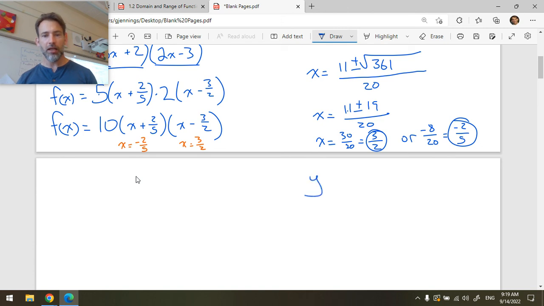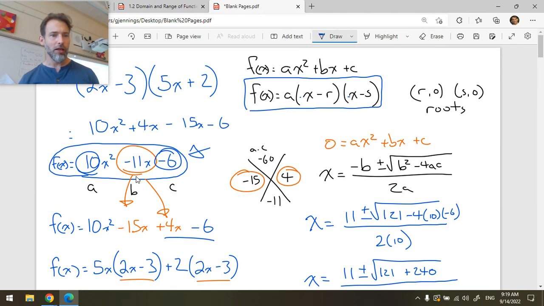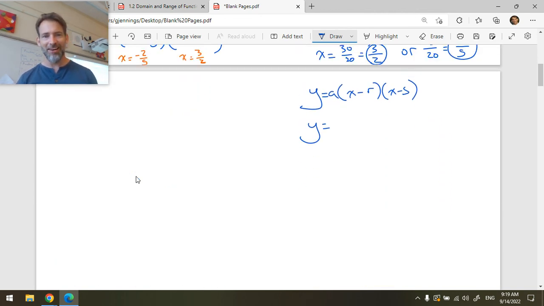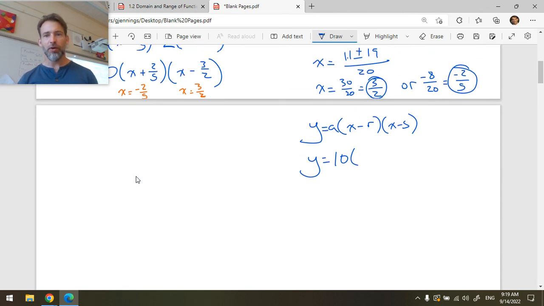So now I just substitute that in. y is equal to a times x minus r times x minus s. How do I get that number? Well, you just read it. There's a right there, 10. So put that 10 in there. Hello, Mr. Davio. And then just substitute in your roots. So we found one of the roots was 3 over 2. So put that in, x minus 3 over 2. And then the other one, x minus s, so minus minus 2 over 5, so x plus 2 over 5.